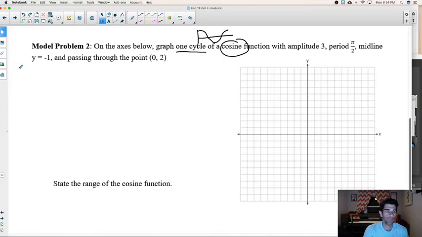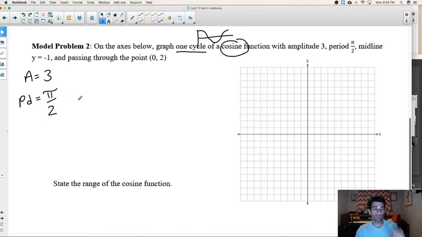So the amplitude, let's go over here. So the amplitude was 3. The period was pi over 2. So again, that's the part I think that some of us can get the most lost on. So the period tells us how long it takes to complete 1 cycle. So on a graph, I have to see this, and it has to go from 0 to pi over 2 to do that. All right? So that's what period means.